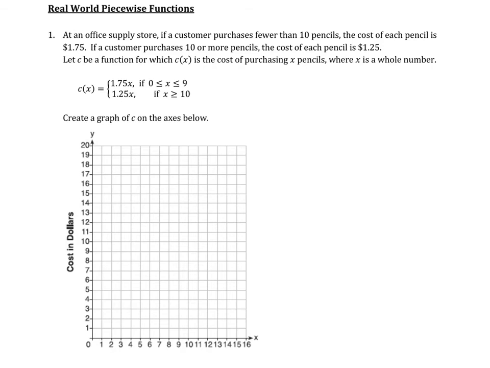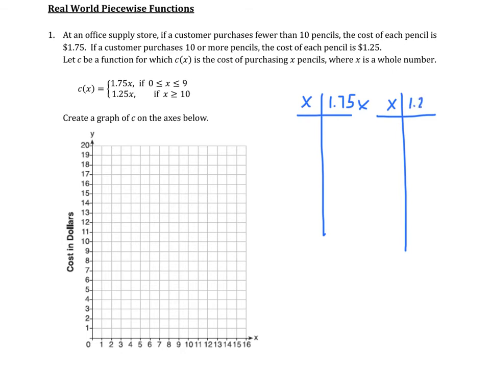All right, so we're going to go ahead and do exactly what we've been doing all along. We're going to start off by making a table of values for each of these different formulas. So we have x, and we have 1.75x, and then we have x and 1.25x. So those are my 2 rules, my 2 formulas given to me. And okay, so now I need to go ahead and fill in my x values. Okay, in this situation, this is a little bit interesting, but they're telling you x is a whole number. That means we only are plotting our whole number values.